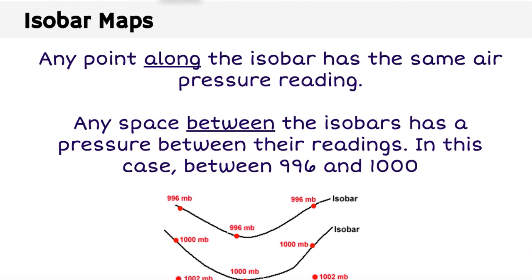It goes by fours, so anywhere in between the 996 and the 1000 has either 997, 998, or 999 until we get to this 1000. So we see that there's lower pressure up here, and as we move outward, there's higher pressure down below.